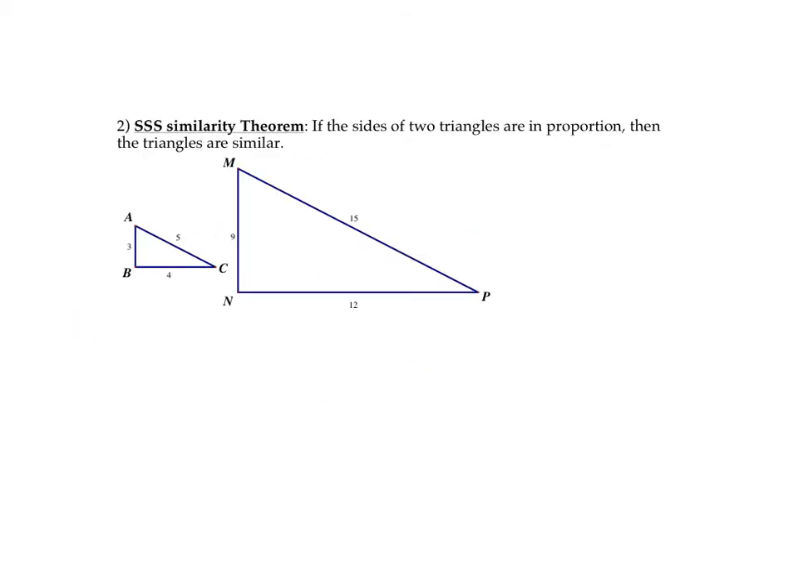Okay, our last shortcut for proving triangles similar to one another is called the side-side-side similarity theorem, or just SSS similarity for short. It says if the sides of two triangles are in proportion, then the triangles are similar. So in this shortcut, we don't have to know anything about the angles. We're just comparing the sides. So what you want to do is compare the sides from shortest to longest.